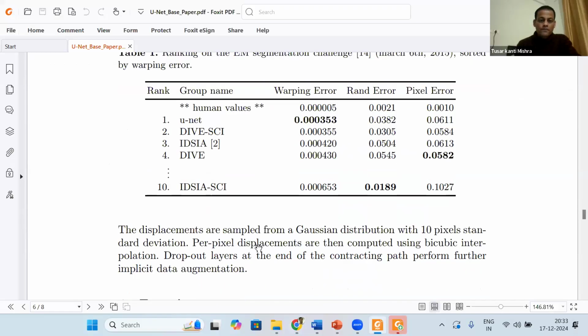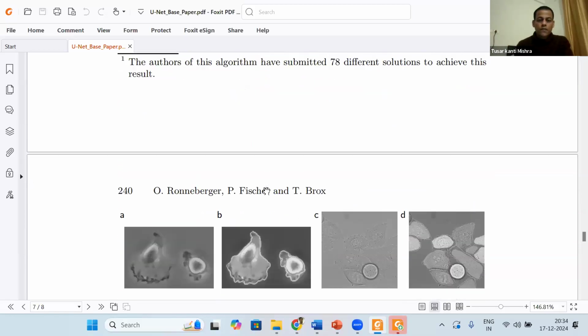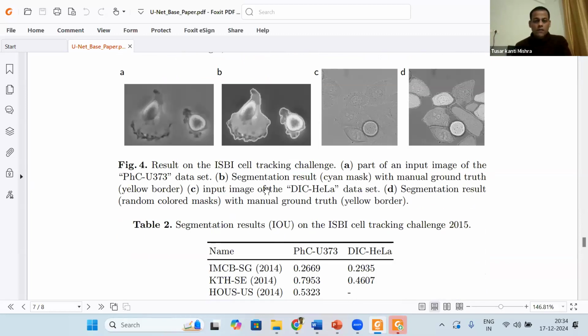Yeah, so in the EM segmentation challenge, they are talking about this UNET. 0.000353 is the warping error, and the pixel error is 0.06, somehow slightly underperforming compared to the one proposed by some other group of researchers. These are some experimental snapshots they have provided.